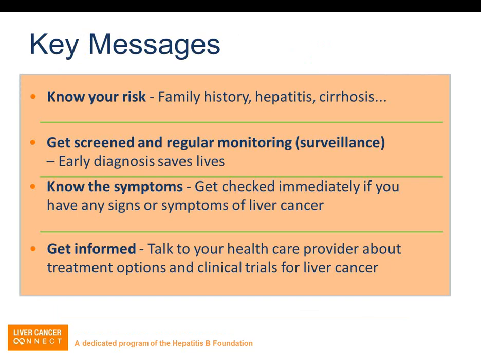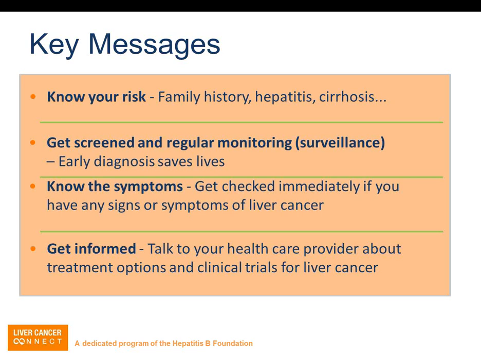Key messages. Know if you have liver disease. Know your risk: family history, hepatitis, cirrhosis, all perform an assessment of your chance of having liver cancer. Blood tests, we talked about risk markers for liver cancer that are FDA cleared. Screening and surveillance. Early diagnosis saves lives, increases the chance of a cure. Symptoms of liver cancer are often very late.